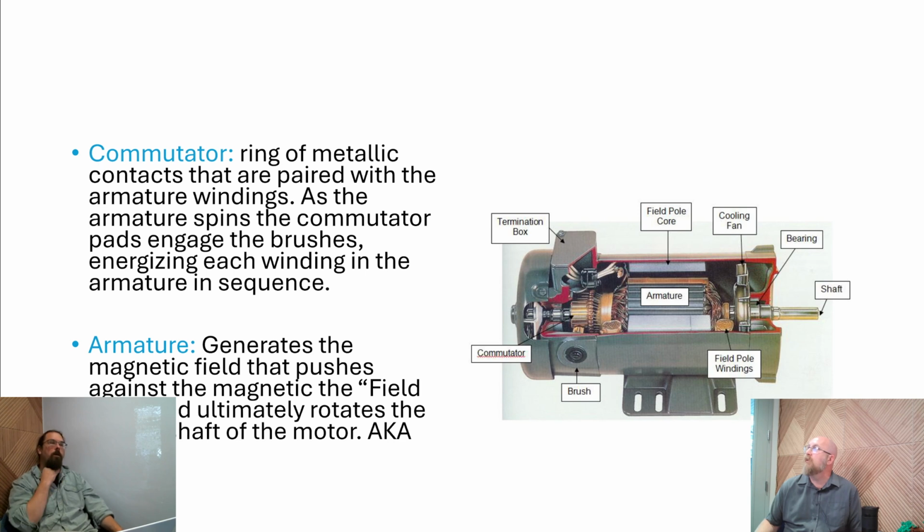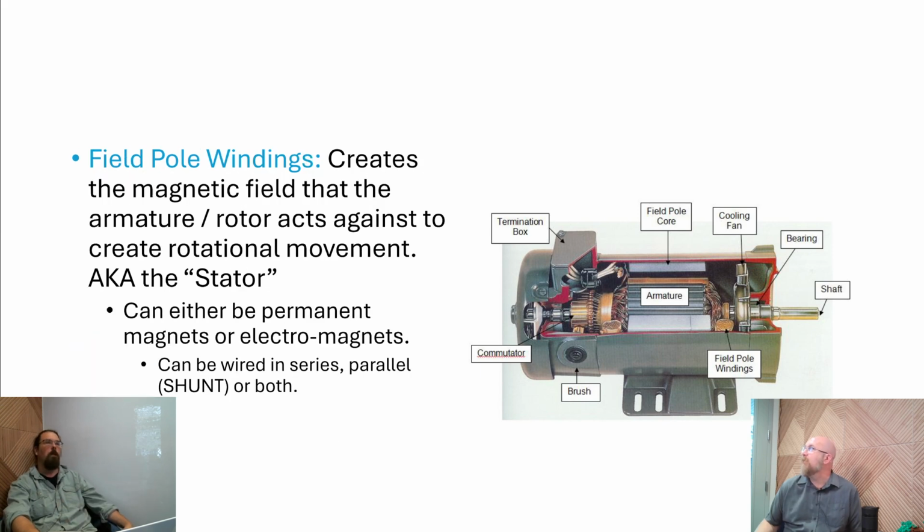And then we also have the armature. This is the part that spins. This is oftentimes interchangeably called the rotor. It's called an armature in a DC motor because a DC motor has windings in the center, and an induction AC motor does not. When we get to AC motors, you'll see how those function.